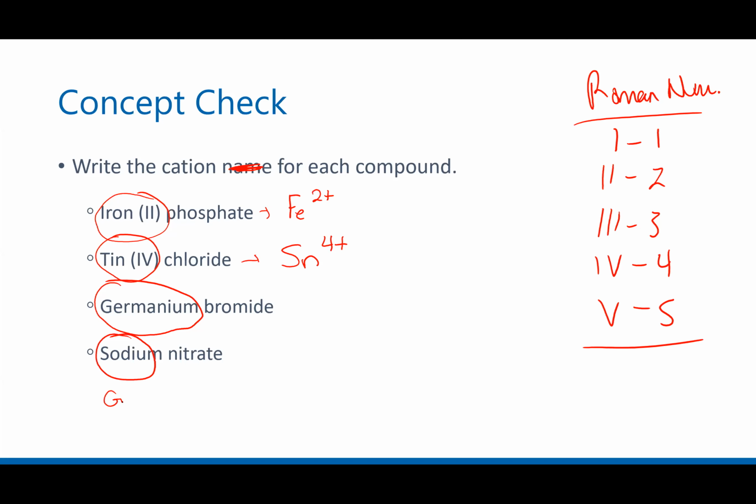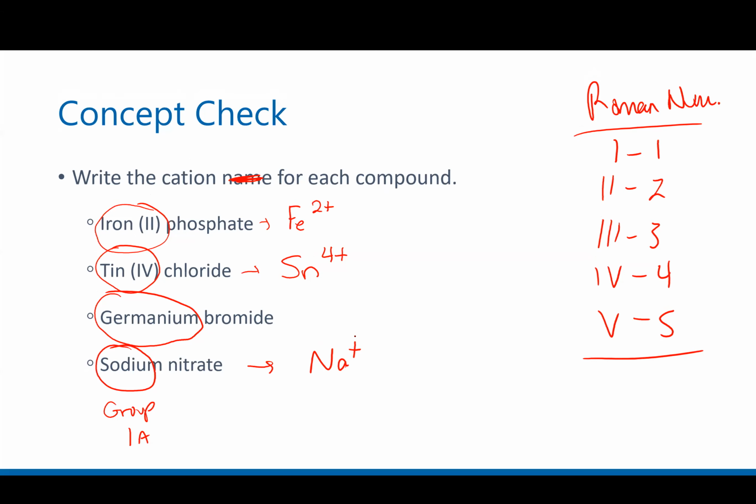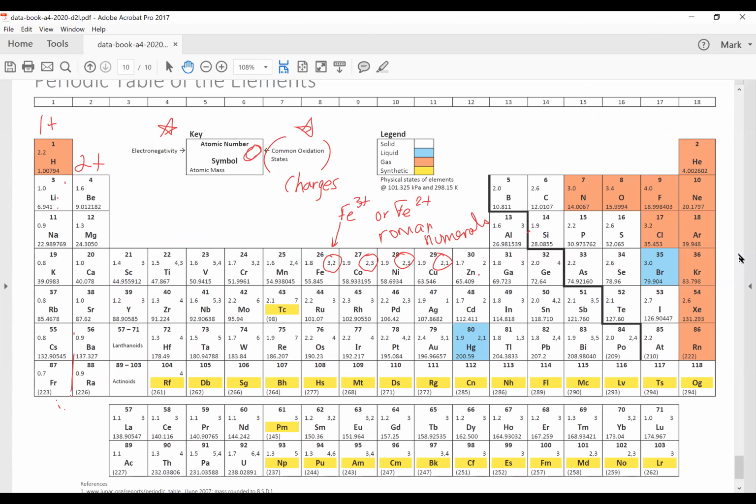Now, sodium, I know, is in group 1A, so sodium's pretty easy. It would just be Na+. We don't need the number for sodium, but germanium, I don't know. I don't have all of these numbers memorized, so I go back to my periodic table. I find germanium, Ge. It might take you a minute to find it. I notice that it has a number 4 in the top right corner, so the charge on germanium is 4+.